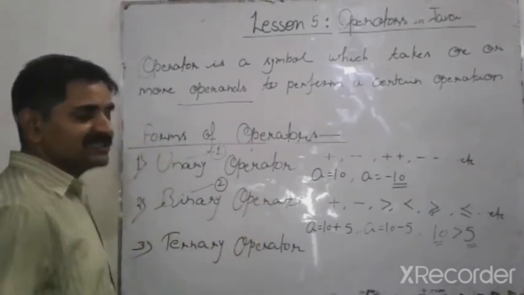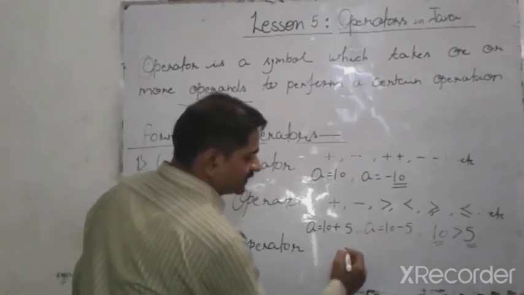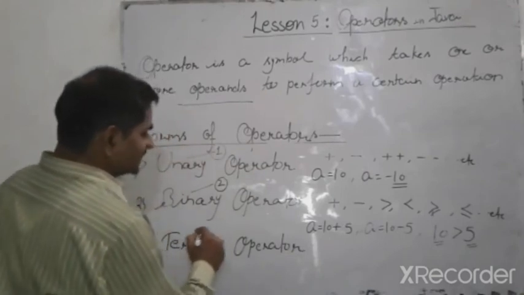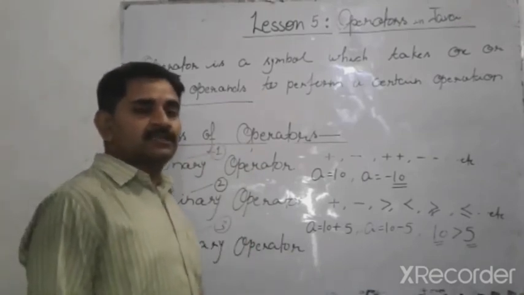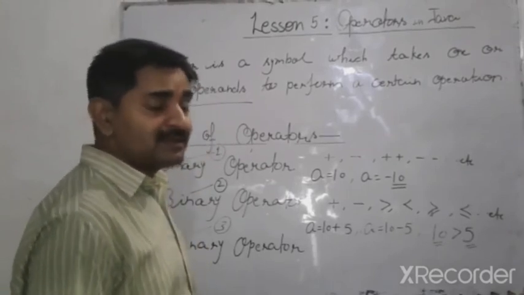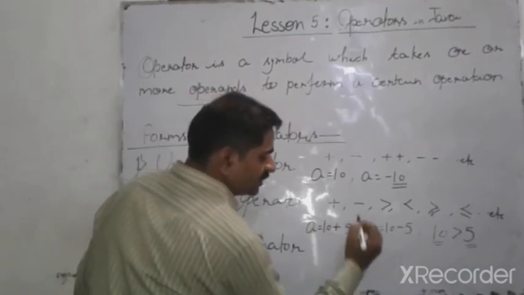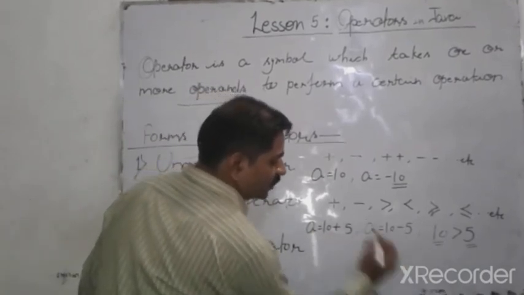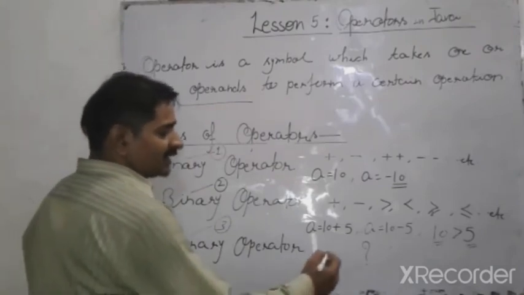Now third is the ternary operator. In the case of ternary operators, ternary represents 3. So it is the operator which needs 3 operands to form an expression, to form a statement. Java provides the combination of question mark and colon. These are ternary operators.